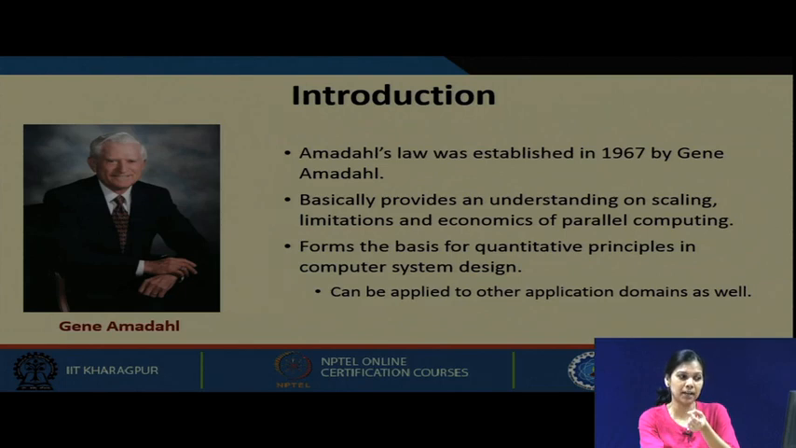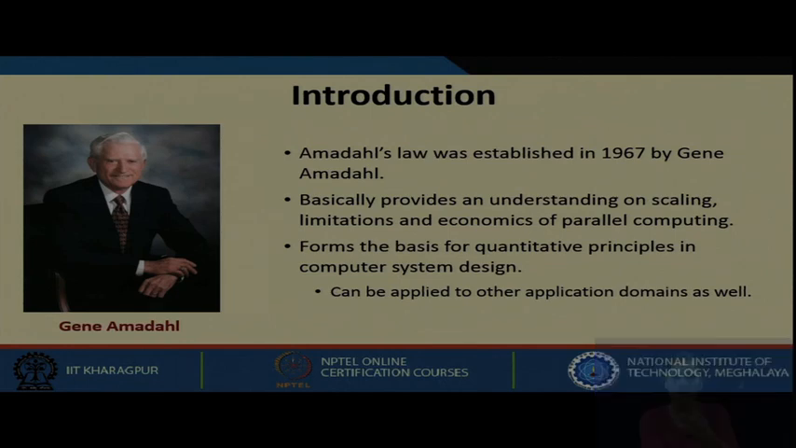By economics of parallel computing, what we mean is that suppose today we have quad core, we have multi-core technologies. When you are investing in so many cores, are you getting the return? When you have just one core, how much was your performance? By having more cores, are you really getting the advantage that you are supposed to get? So, it also gives us the economics of parallel computing.